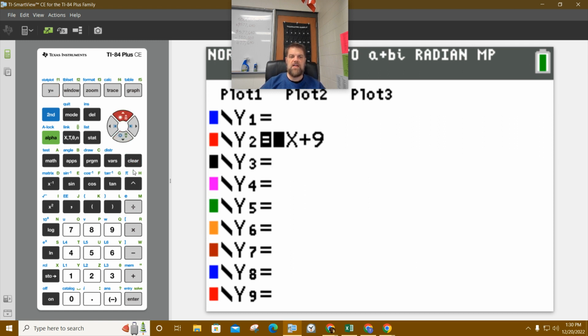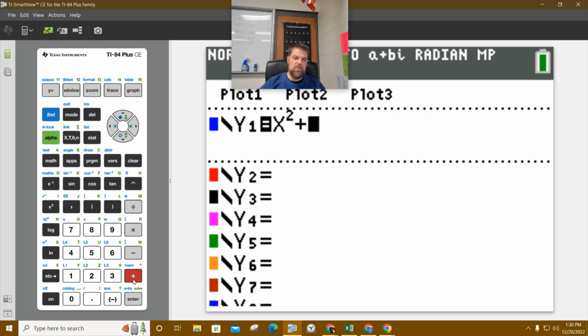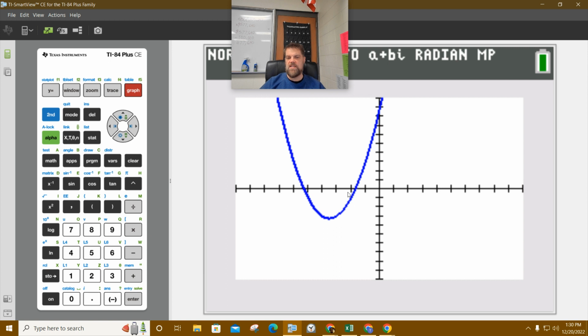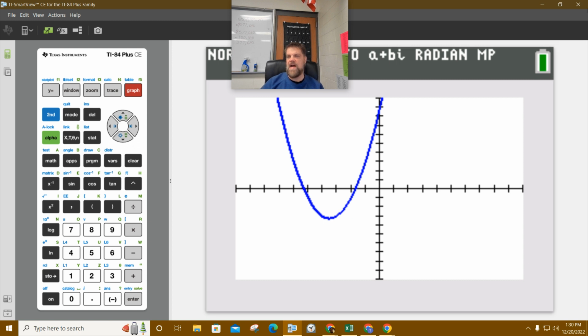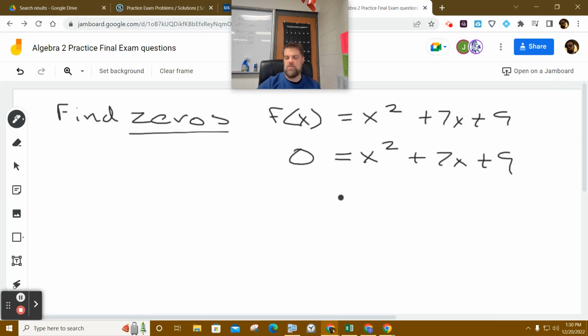So if I go into my graph and I go to y equals and I type in x squared plus 7x plus 9 and I hit graph, well, it looks like it crosses here and it looks like it crosses here. So it's going to be some sort of decimal value. It's not like -2. It's between -2 and -1. And over here, it's between -5 and -6. So I can plug that into the quadratic formula.